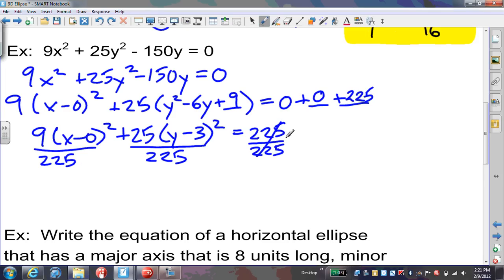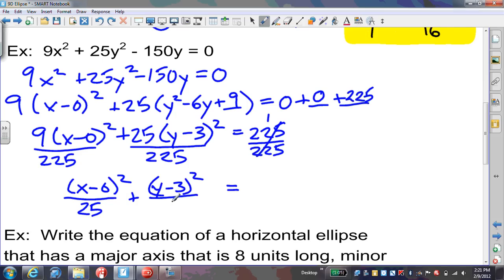So notice this goes to 1, and we're simply going to have x minus 0. Again, you don't have to show the 0, but I like to so we see that part here. And 9 divided by 225 is 1 over 25. When I reduce it, I'm basically taking 9 out of both of them. Then on this side we have y minus 3 quantity squared all over 9, all equals 1. So this is our standard form.